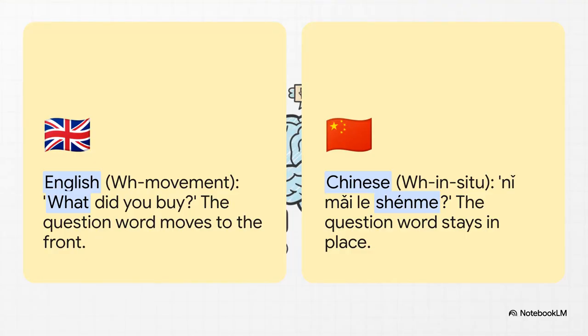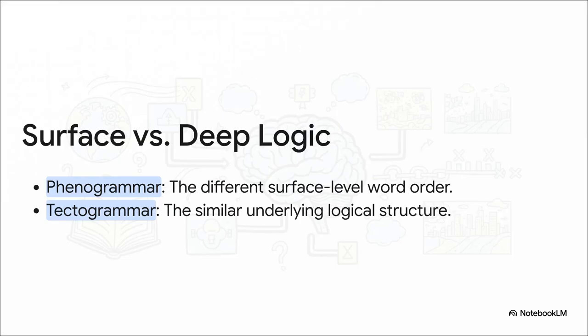Now let's compare two languages. In English, to ask a question, we have to move the question word, like what, all the way to the front of the sentence. But in Chinese, the question word, 什么, stays right where the answer would go. The surface structure is completely different. So does that mean the underlying logic is different? Well, probably not. Researchers think that while the surface grammar, the phonogrammar, is different, the deep logical machinery, the tectogrammar, is actually strikingly similar. Both languages are doing the exact same logical work, just with different tools. It's like the instruments are different, but the underlying harmony is the same.